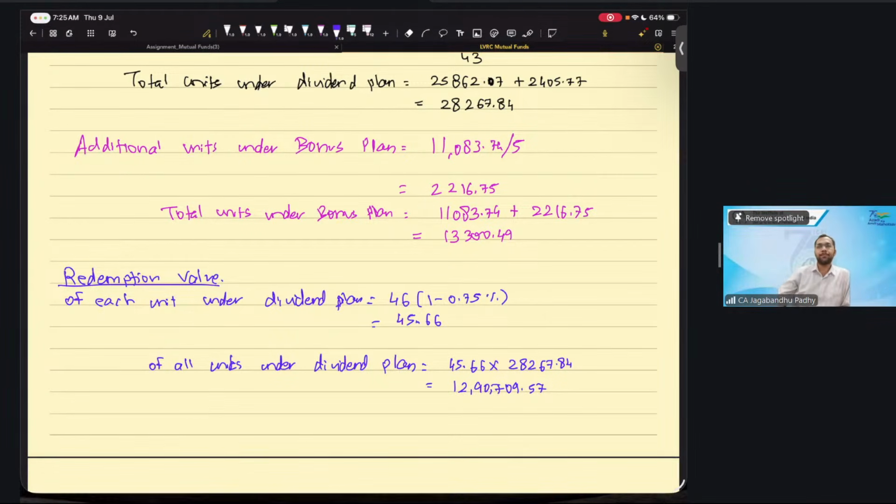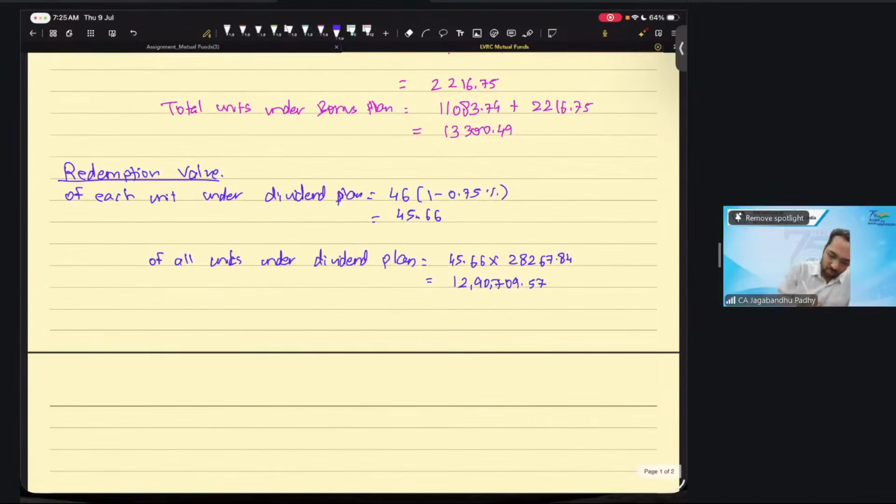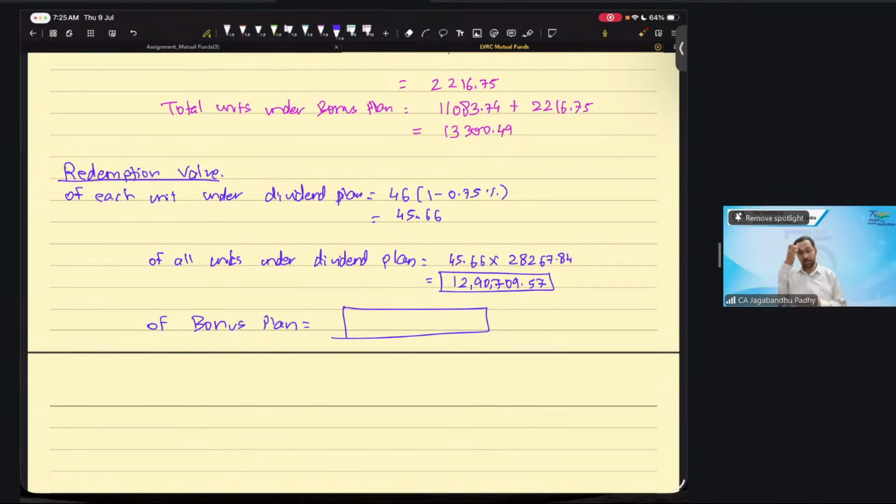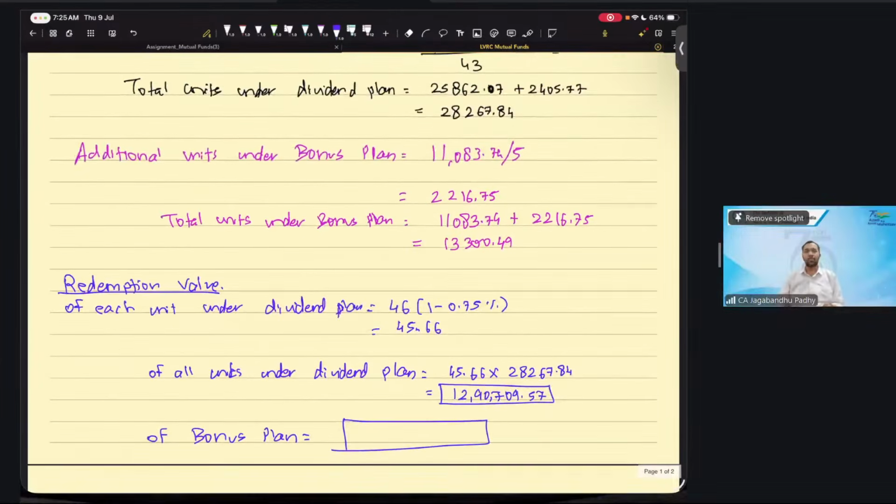Same way, we have to get the redemption value of the bonus plan. Can you tell me the total redemption value of the bonus plan? Over here, we got the total redemption value as 12,90,000. Same way, compute for the bonus plan, everyone. Give me the number for the bonus plan.